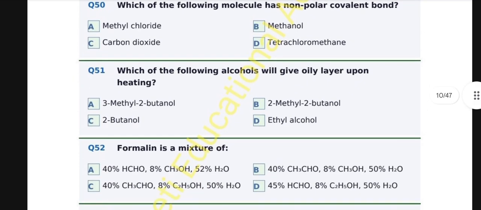Question number 51. Which of the following alcohols will give an oily layer upon heating? A. 3-methyl 2-butanol. B. 2-methyl 2-butanol. C. 2-butanol. D. Ethyl alcohol. And the correct option is B. 2-methyl 2-butanol. Lucas test: tertiary alcohols react immediately with Lucas reagent, giving an oily layer. 2-methyl 2-butanol is a tertiary alcohol.